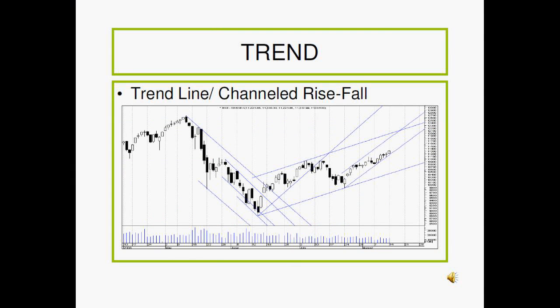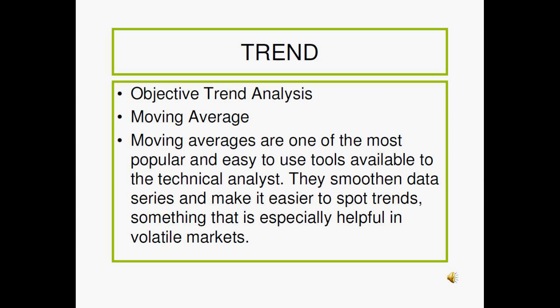Then we come to the objective trend analysis, the objective trend line. Objective would be more to do with the statistical, like a moving average. A moving average is a statistical mathematical tool where you take the average of the last 10 days' closing prices: add them up and divide by 10, and you get an average point for the day. So it is the average point for the day of the last 10 days.